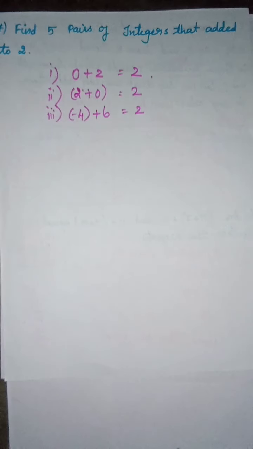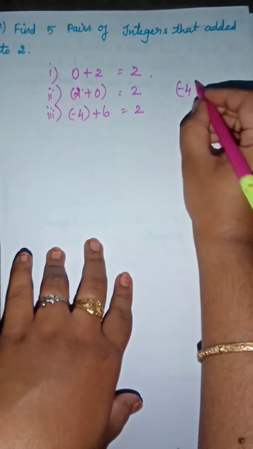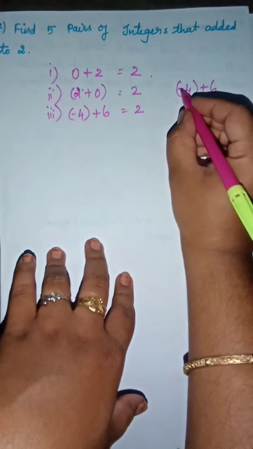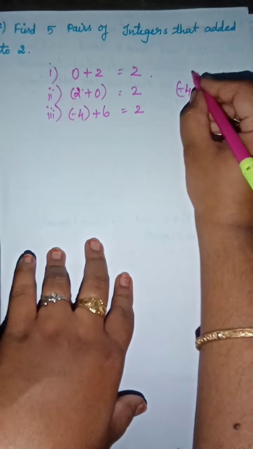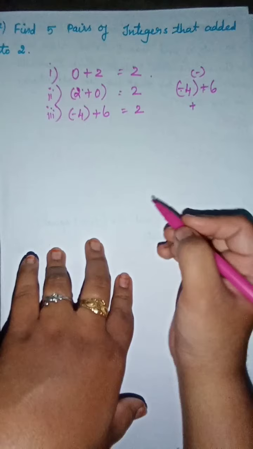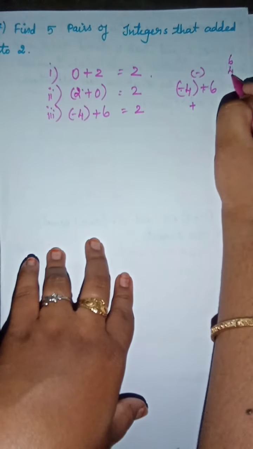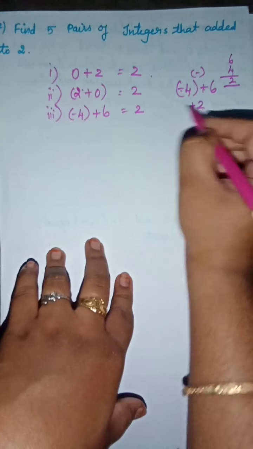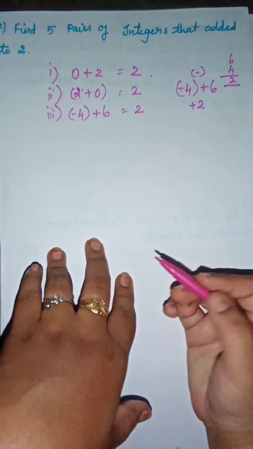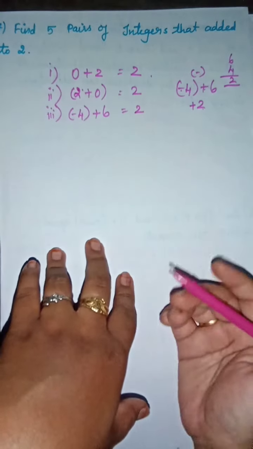How, ma'am? How are you saying it directly? I can't get it. Just take this side, I will explain here. -4 + 6. Minus into plus, it is minus. So which one is the biggest number? 6 is the biggest number, so we write it as plus. Then subtract these two. 6 minus 4 is what? 2. So +2. Now both have the same sign, so we can say it as 2.